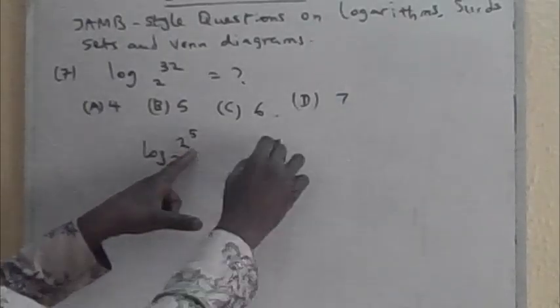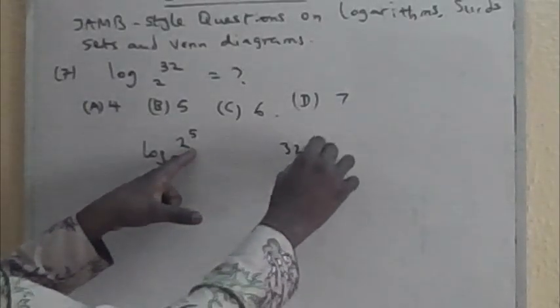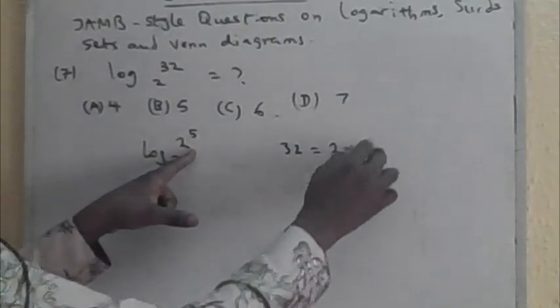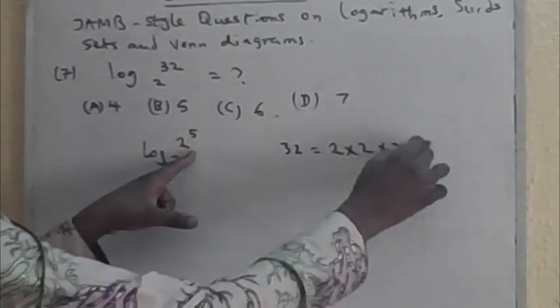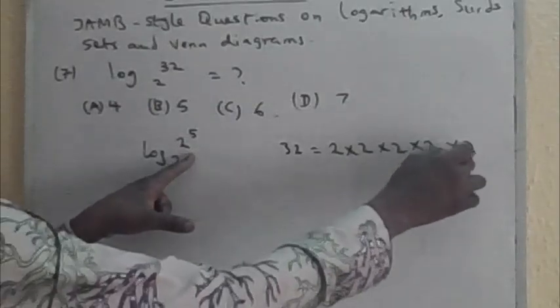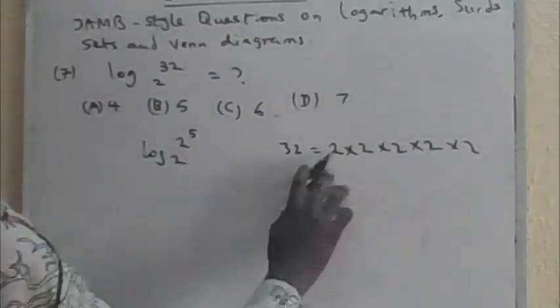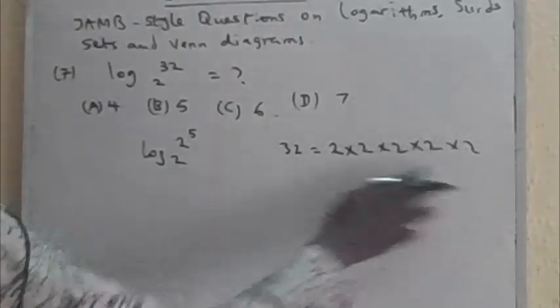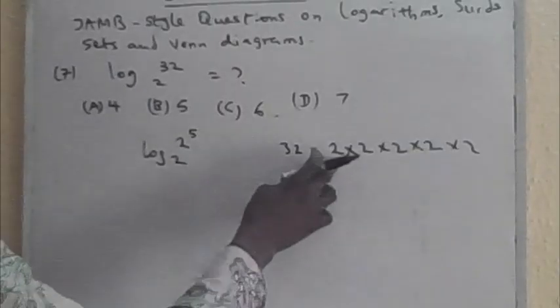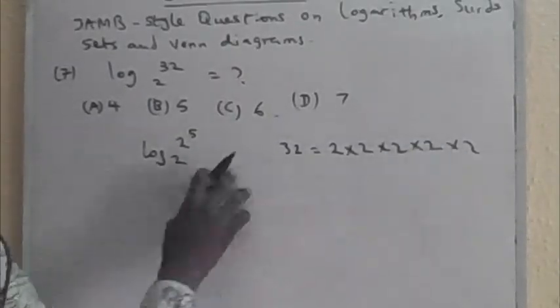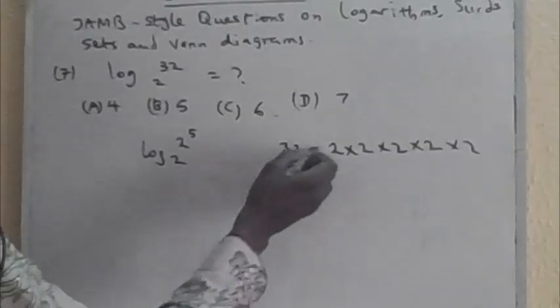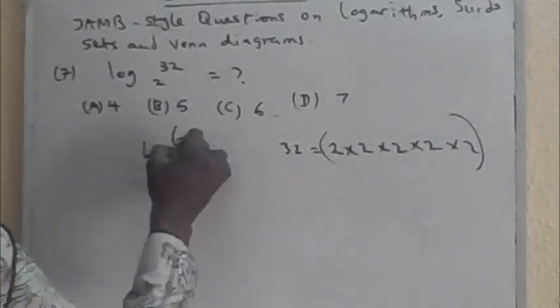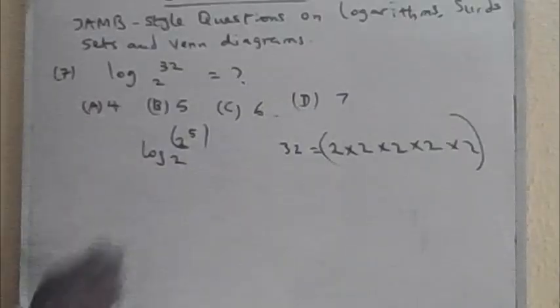I have 2 times 2, which is 4, times 2, which is 8, times 2, which is 16, times 2 again, which is 32. So these are the factors of 32. That is 2 times 2 times 2 times 2 times 2, in 5 places. That's why I replace 32 with this. So that's why I'm having 2 to the power 5.